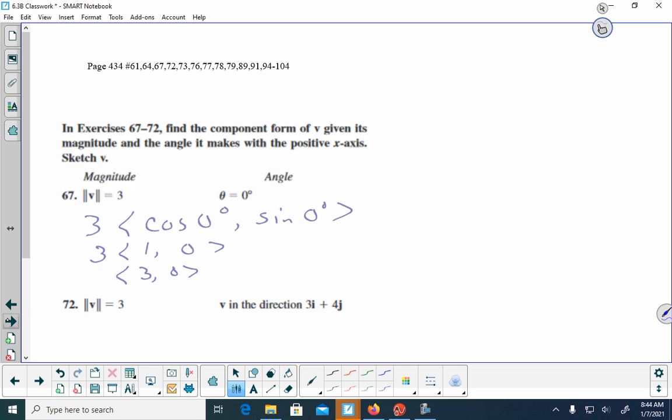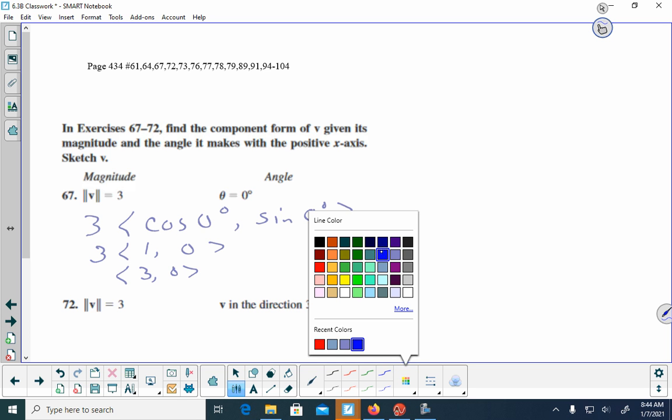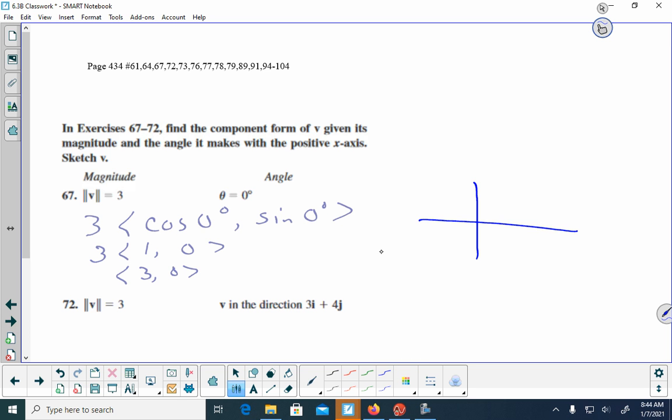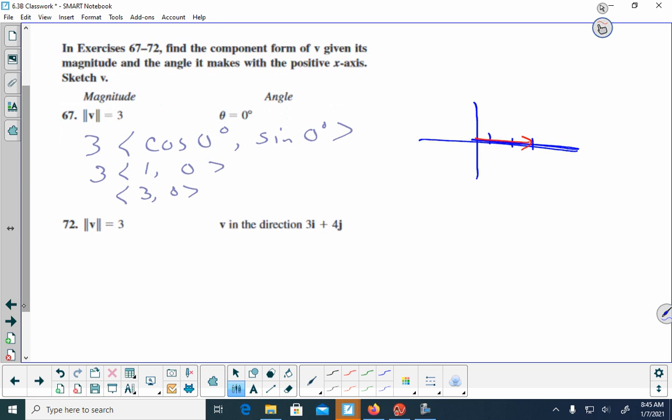If you think about this, if I have a magnitude of 3 and an angle of 0, well, here's 0 degrees, 1, 2, 3. So my vector should just be that vector right there, which is what I'm going to have with that 3, 0. Number 72, my magnitude is 3, and it's in the direction of 3, 4.